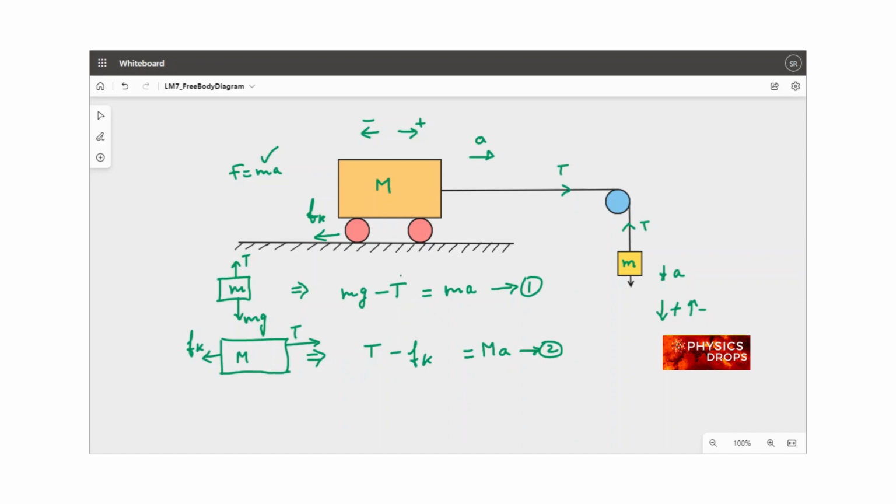Simply if we add equations 1 and 2, the T's will cancel out, we get mg minus Fk is ma plus Ma. So we can find out the acceleration and tension if we are given the small mass and the coefficient of kinetic friction. If we are given the coefficient of kinetic friction, that times the normal force can be plugged in place of Fk. So if we are given these three, the masses of the two blocks and the coefficient of kinetic friction, we can plug them into these two equations and solve for the acceleration of the body or the system downward. Thank you.